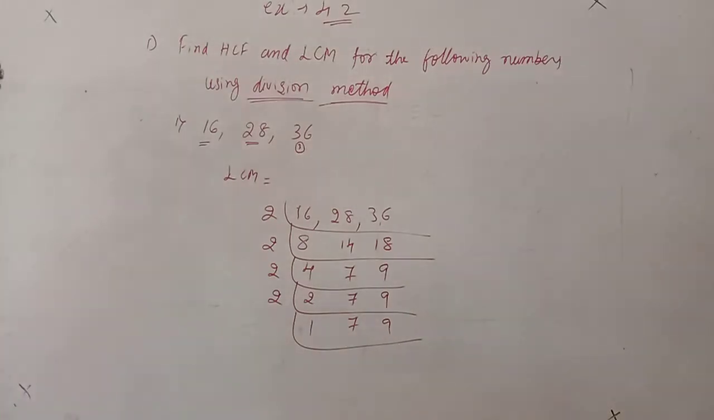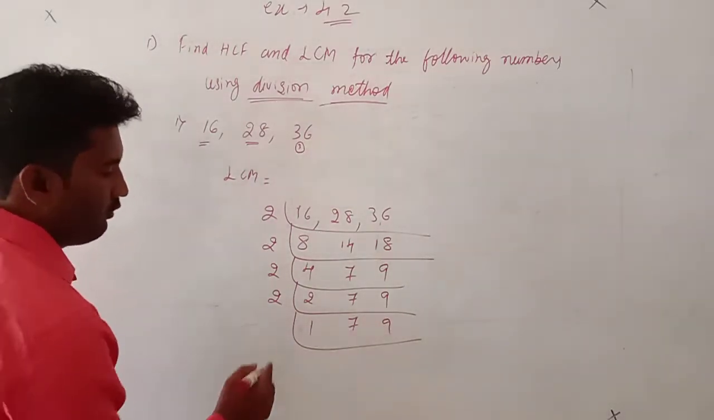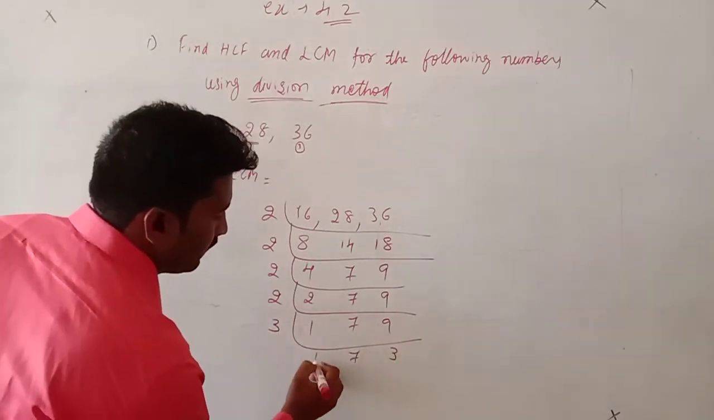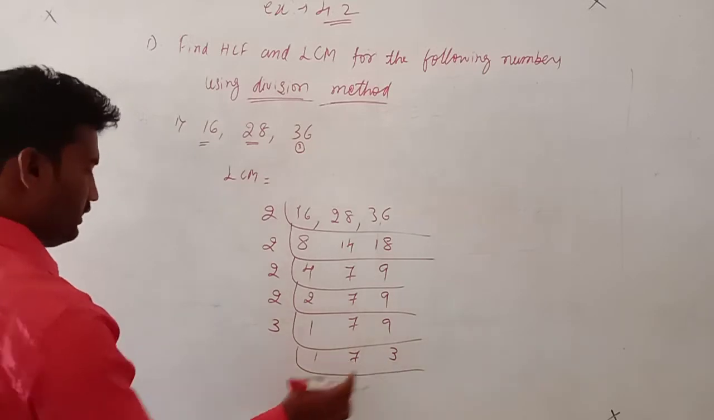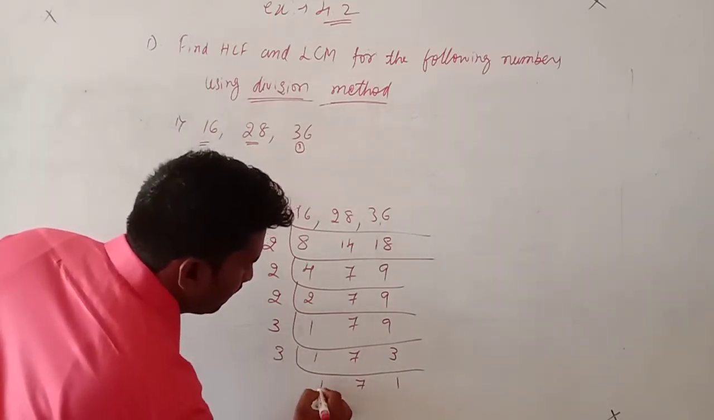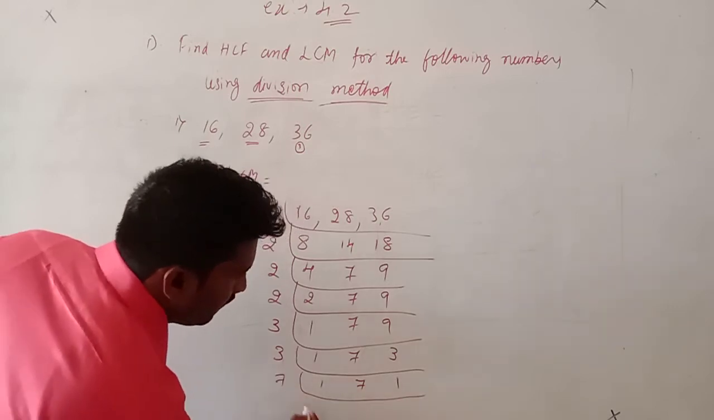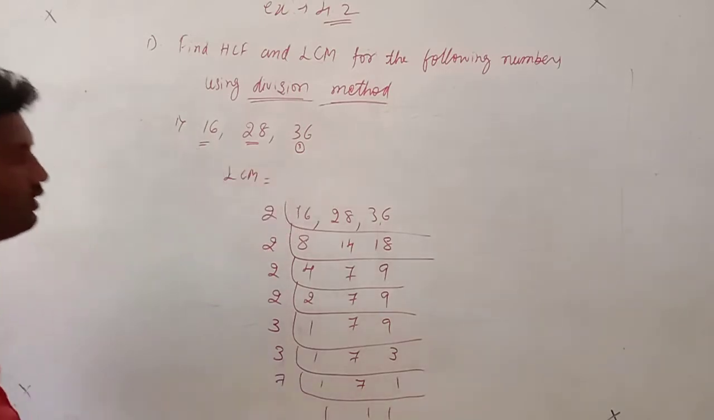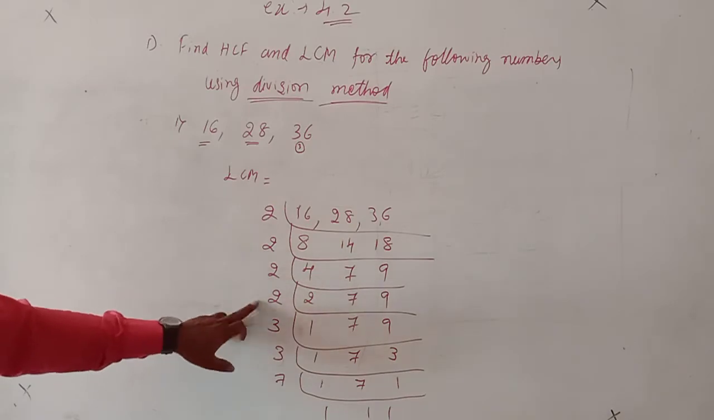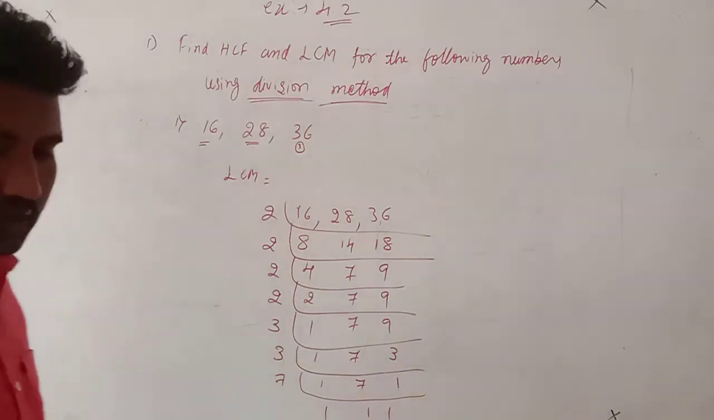Next, 9 is divided by 3. 3 3s are 9. 7 is not divided, keep 7 as it is. Again divide by 3: 3 ones are 3. 7 is not divided, keep it as it is. 7 ones are 7. So we got the factors. What are the factors here? We got 2, 2, 2, 2, 3, 3 and 7.